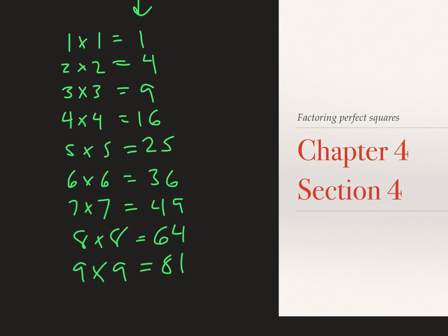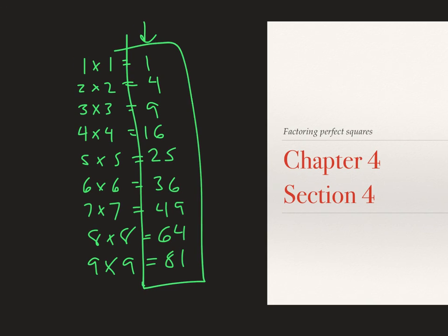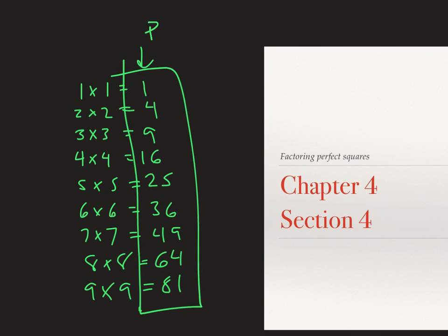10 times 10, 100 would be a perfect square. 11 times 11, 121 would be a perfect square. So we just keep going. I don't think we'll see any numbers higher than 81 in today's notes or on the homework. So all of these over here are perfect squares.